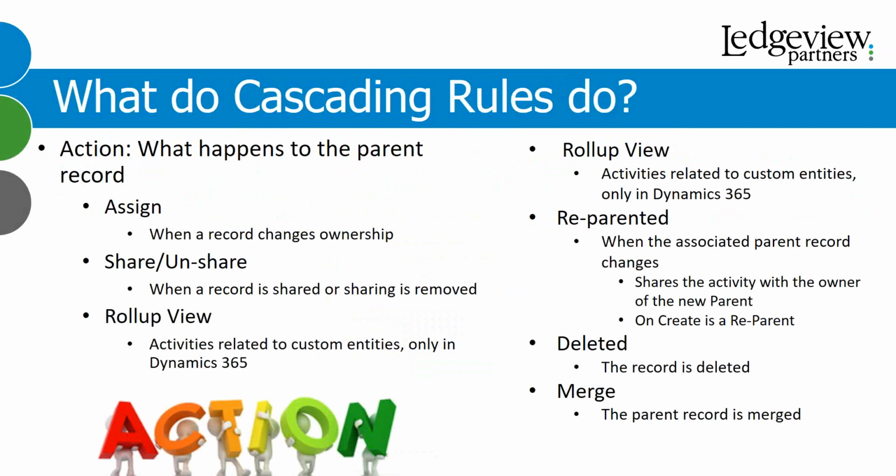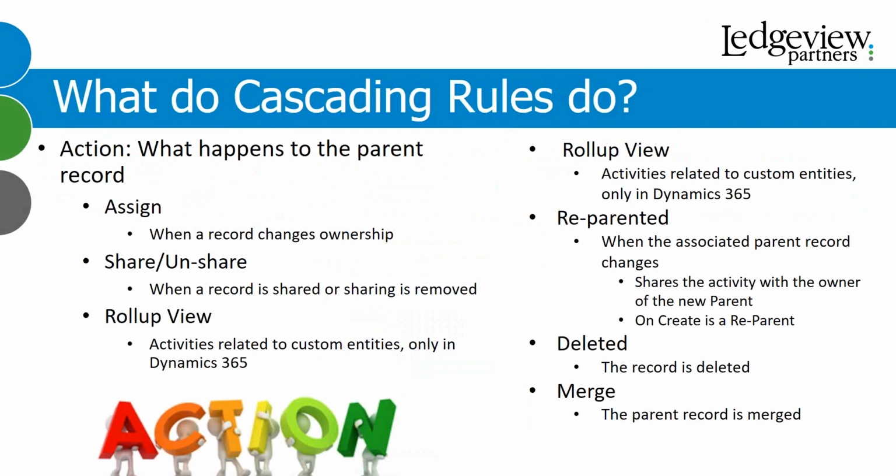So what do cascading rules do? What are the different actions that they have? So the different actions are, when you assign a record, that's the action that can trigger the cascading rule. Assign is when a record changes ownership, either through the assign button or you simply change that owner field.